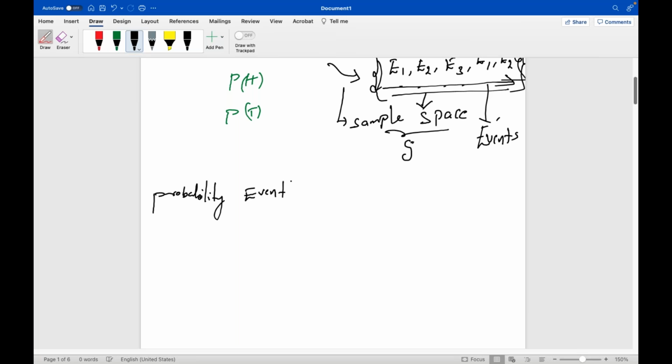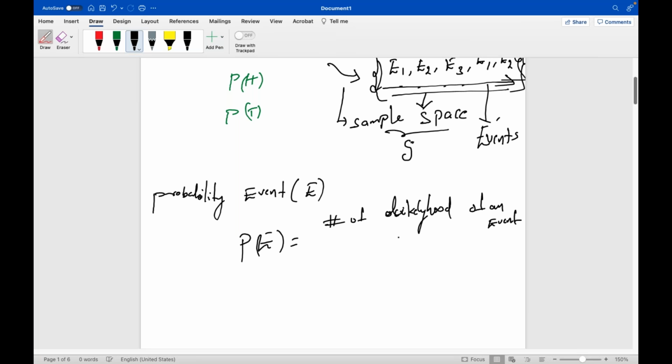Then the event, you can consider it to be E. So the probability of E equals the total number of occurred events, or likelihood of an event, divided by the total number of events. That means the sample space, the total number of events.